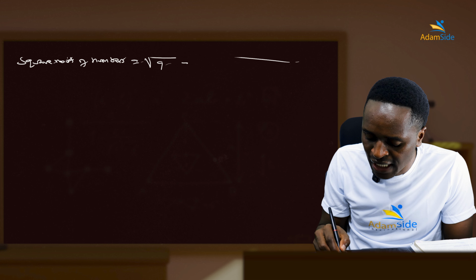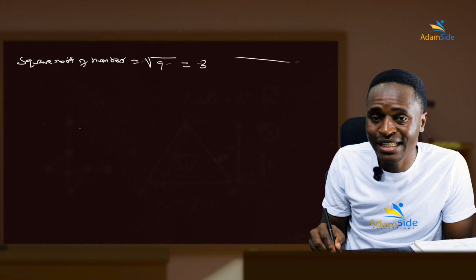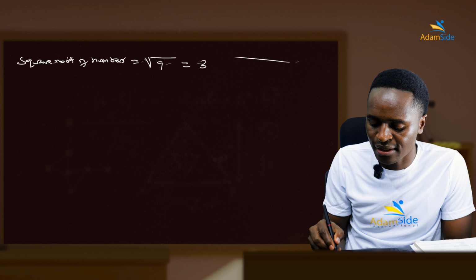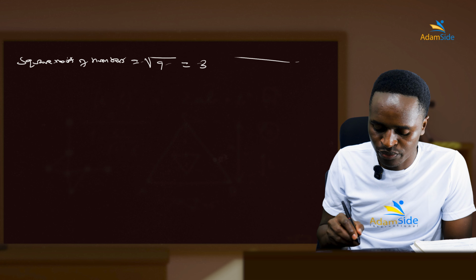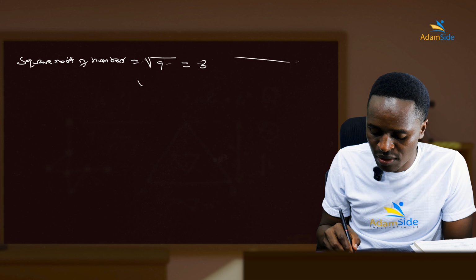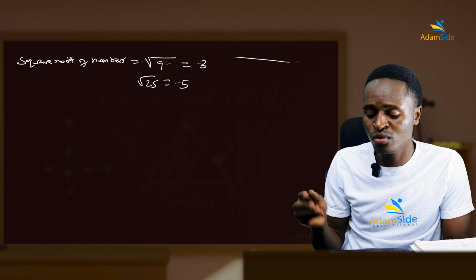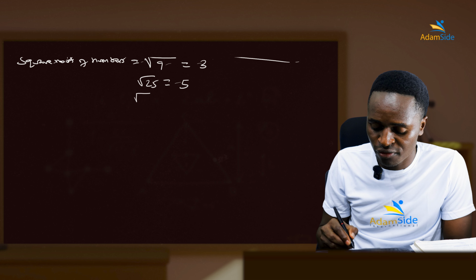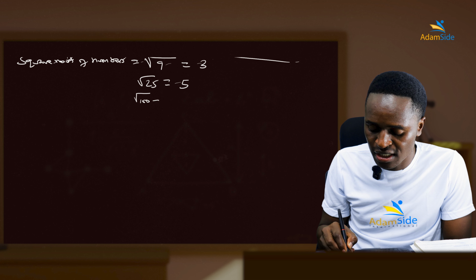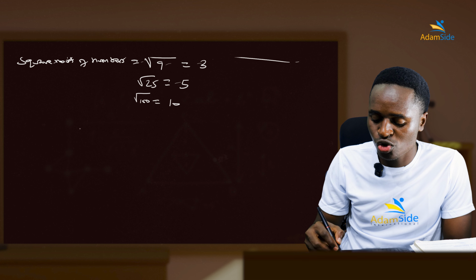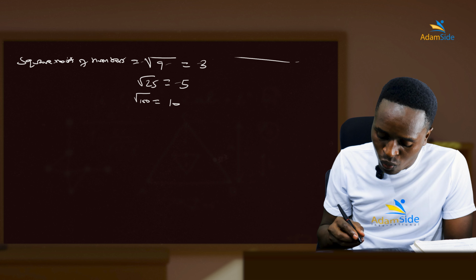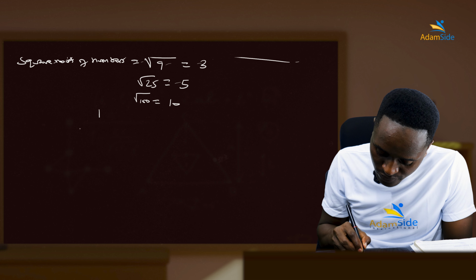For example, square root of 9 means we need to find a number that was squared to get 9. That's 3, because 3 times 3 is 9. If somebody asks the square root of 25, that means it's 5, because 5 times 5 you get 25. Square root of 100 is 10, because you squared 10 to get 100. So what you need to do is master this.